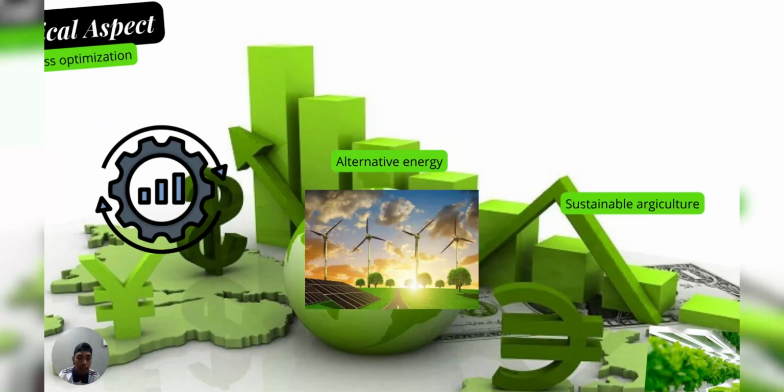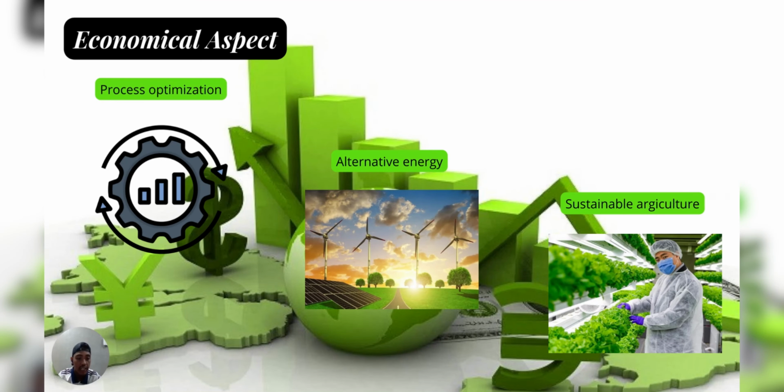Okay, we go to the next point, which is the economic aspect. For the economic aspect, there are a few steps based on the study that can meet the economic sustainability goal. Firstly, by optimizing the process. In this step, the company or organization can conduct a thorough analysis of its production process to identify the inefficiency of the process and areas that can be improved.